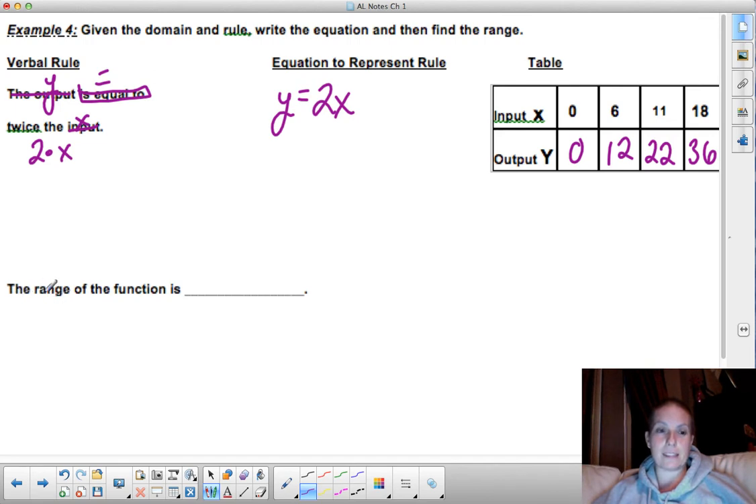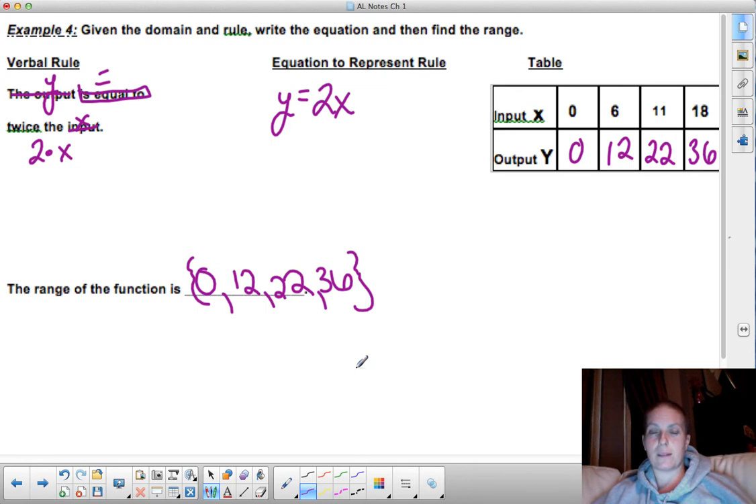The last piece they asked us to do was to write down our range, and those are just simply those values: 0, 12, 22, and 36. And we'll put it in set notation. So we need those little set notation symbols. Set containing.